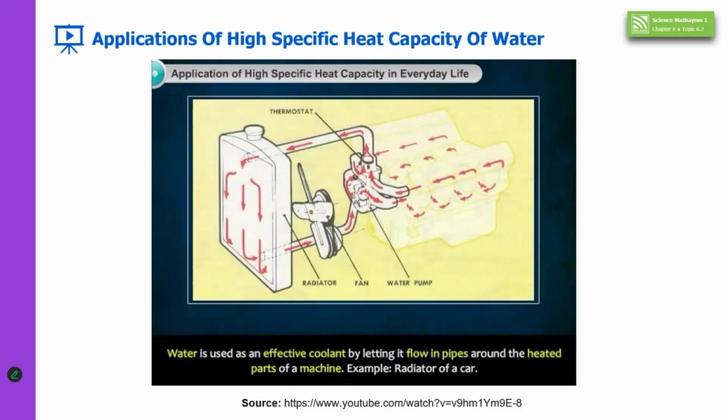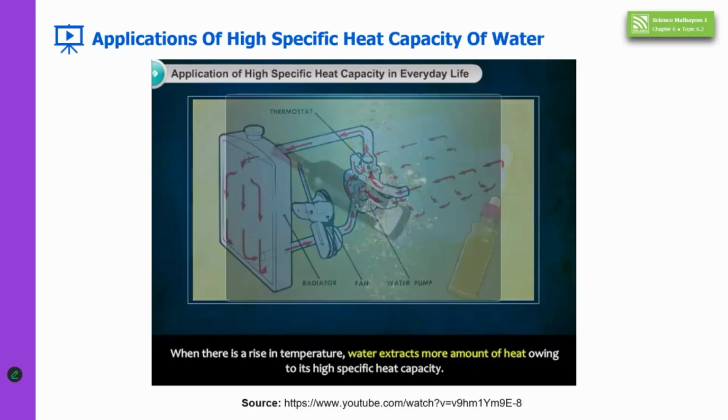Coolant. Water is used as an effective coolant by letting it flow in pipes around the heated parts of a machine. Example, radiator of a car. When there is a rise in temperature, water extracts more amount of heat owing to its high specific heat capacity.